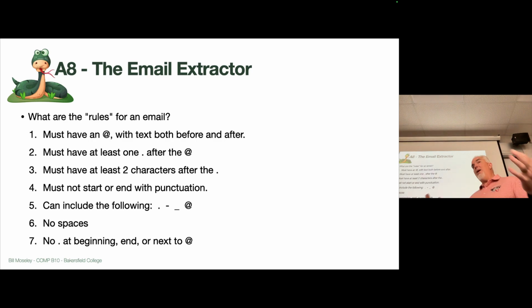But the point is that pattern can vary somewhat, but there are rules that are in place. It has to have at least one dot after the @ sign. It has to have at least 2 characters after the @ sign. It must not start or end with punctuation. That's a big one, and it's an easy one to check for. It can include the following: a dot, a hyphen, an underscore, or an @ sign. No spaces are allowed. And there can't be a period at the beginning, end, or next to the @ sign. Okay? So those are the rules.